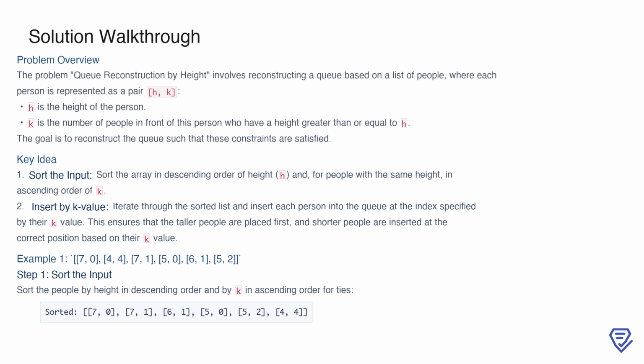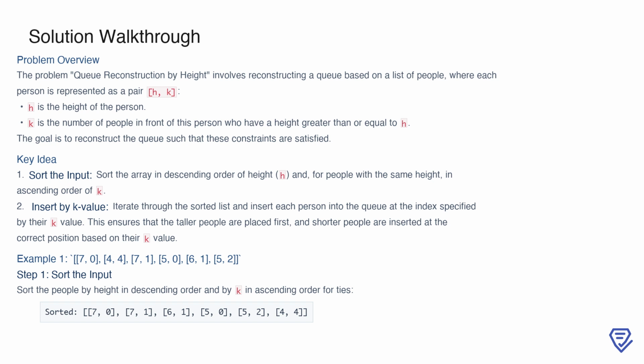The key idea behind solving this problem involves two steps. First, we sort the input list in descending order of height. For people with the same height, we sort them in ascending order of their k value. This ensures that taller people are considered first, and within the same height group, we prioritize those who should have fewer people in front of them. Second, we iteratively insert each person into the queue at the index specified by their k value. By processing taller people first, the k constraint for shorter people will naturally be preserved.